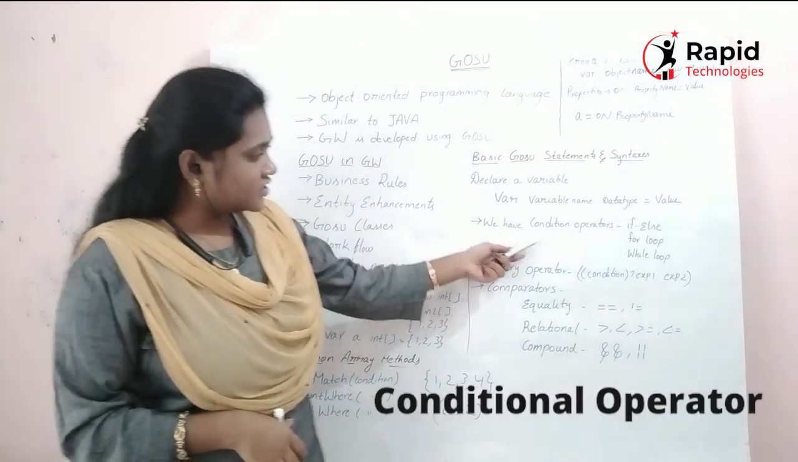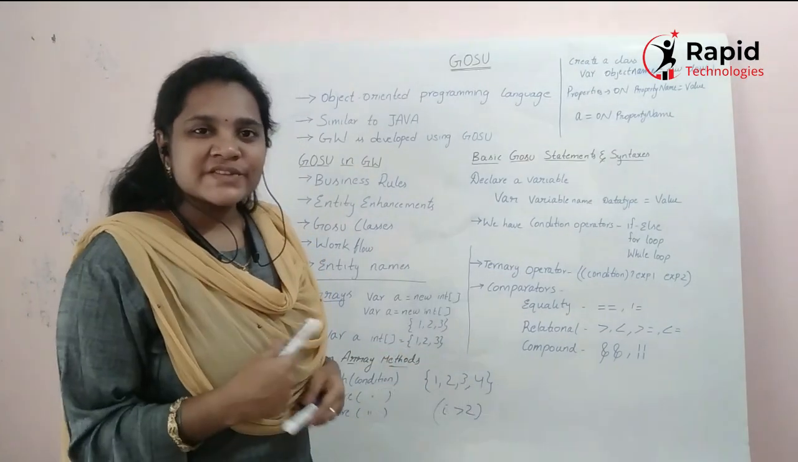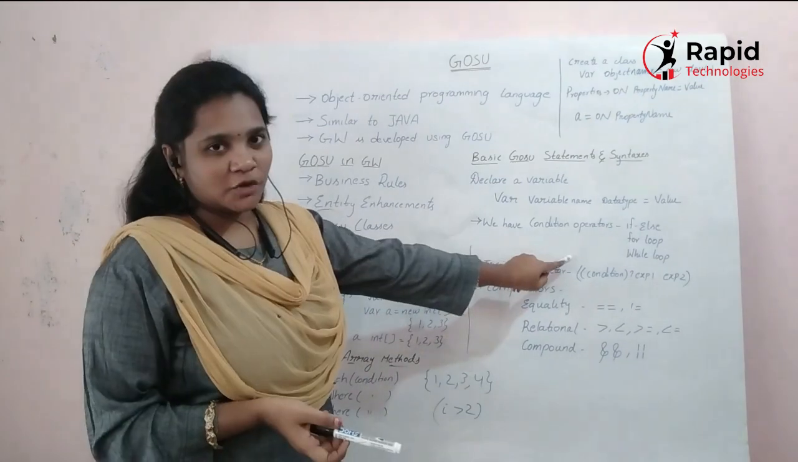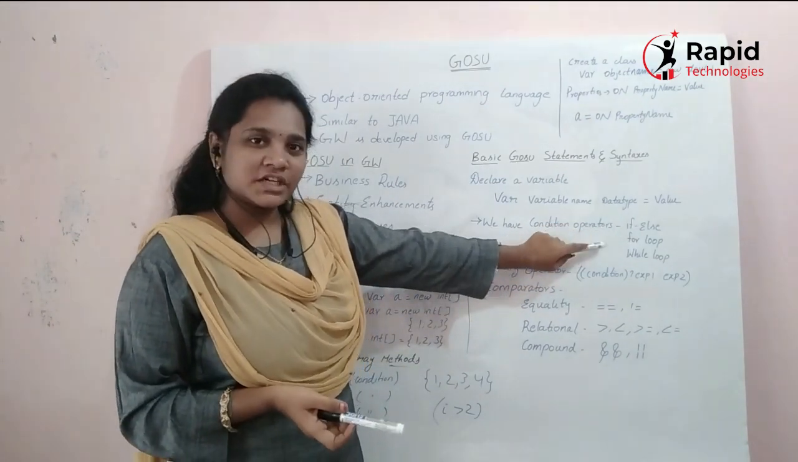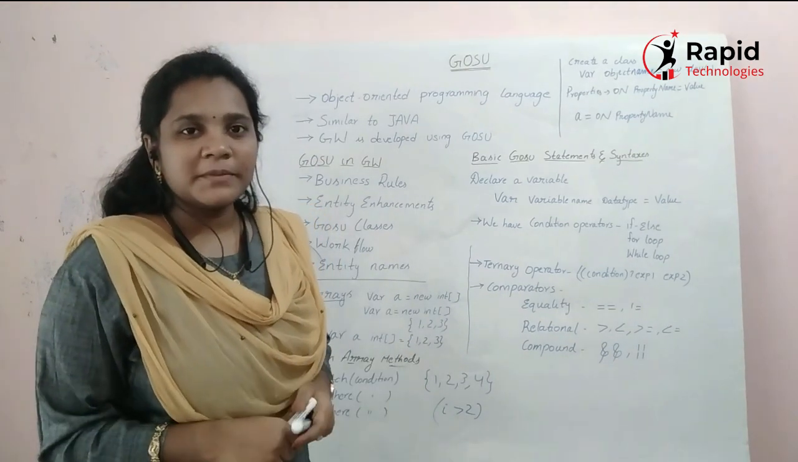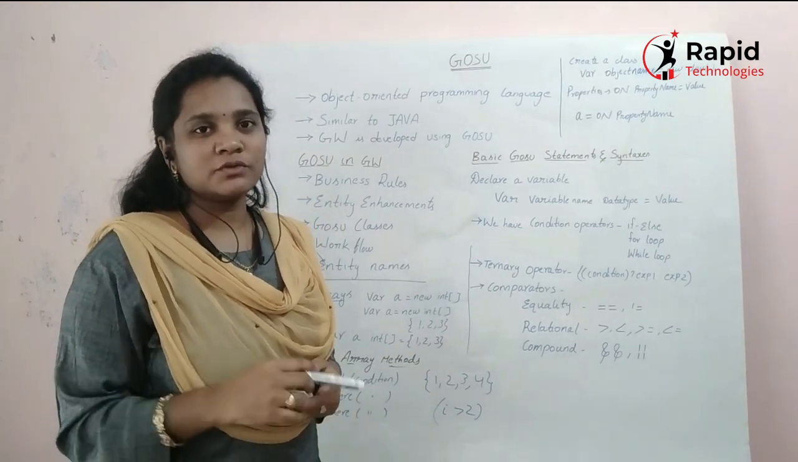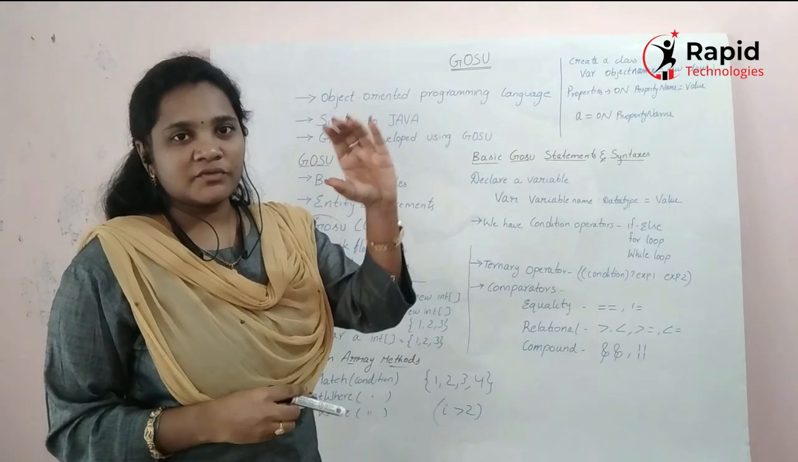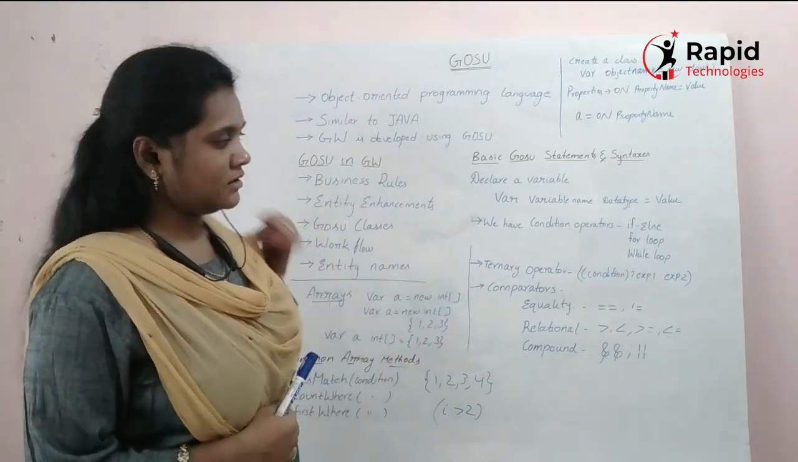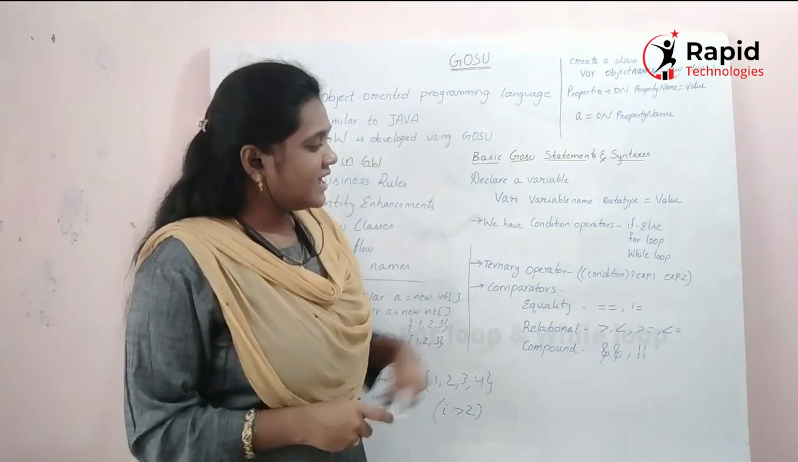Now coming to condition operators. Like other programming languages, here also we have condition operators. For example, if else, for loop, while loop. If else is nothing but, we all know, based on if the condition is true, we have to execute the first block of the code, and if the condition is false, we have to execute the second block of the code. That is nothing but if else. And for loop and while loop.